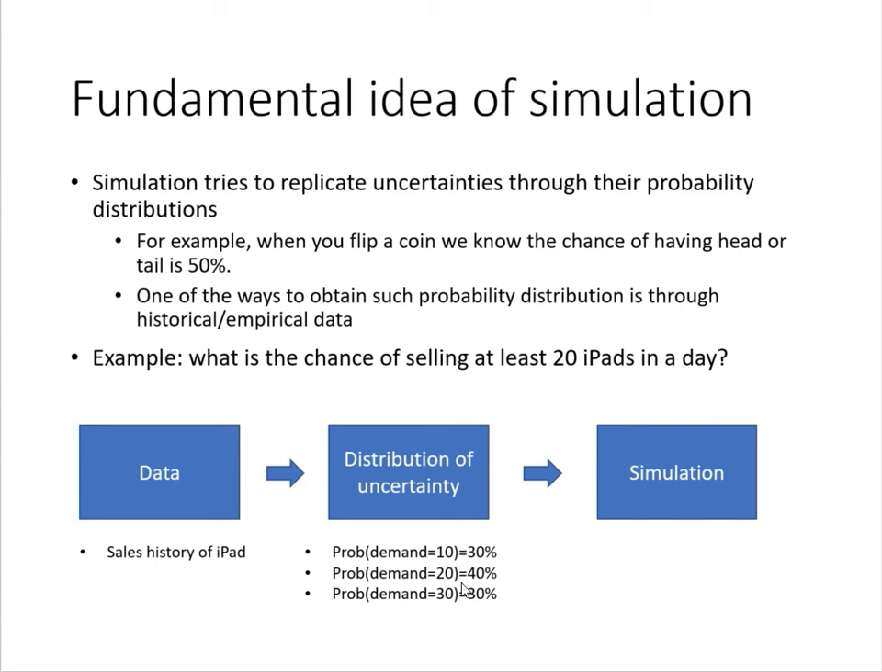For example, maybe from the data we find that the store sells 10 iPads in a day 30% of the time. Maybe it sells 20 iPads in a day 40% of the time, and so on and so forth. Then we can build a simulation model that simulates the demand for, let's say, 1,000 simulated days. Then we run the stats on the simulated demand, and we find that, let's say, 69% of the simulated days sell at least 20 iPads.